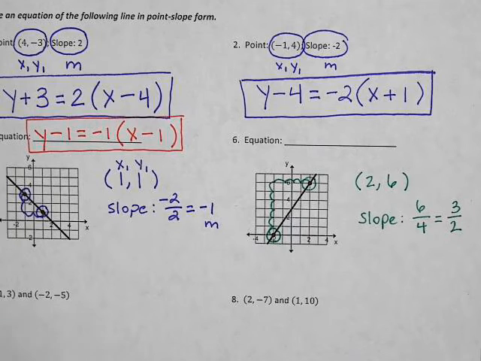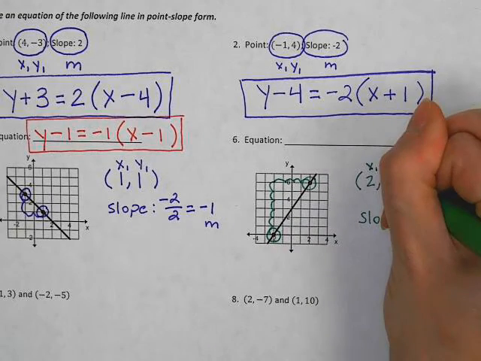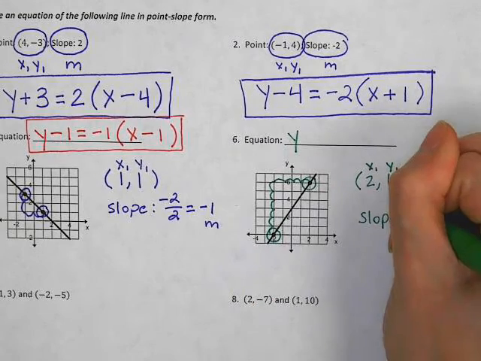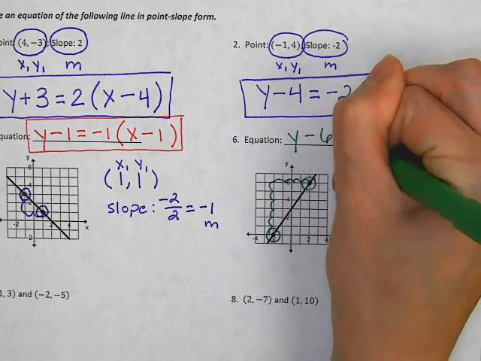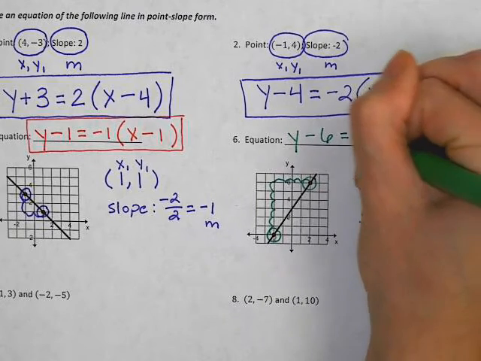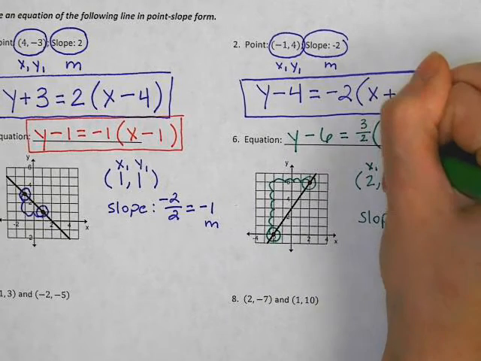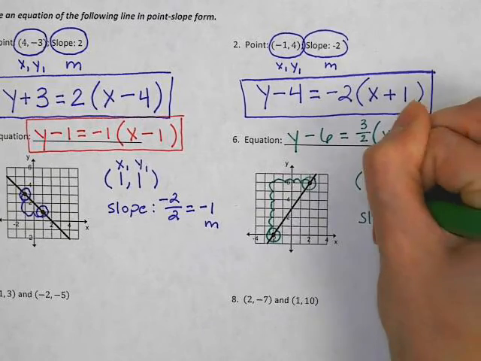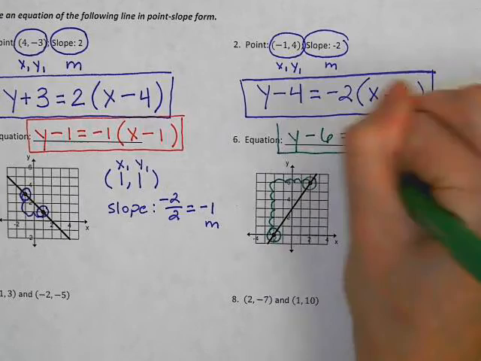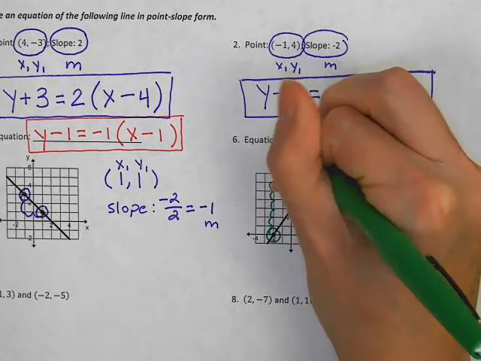All right, we have everything we need. We have the x1, y1, and we have the m. So we're going to plug it into our formula. So the formula is y minus y1, so y minus 6, equals m, which is 3/2, parentheses, x minus x1, which is 2. And again, you leave your answer like that. That is in point-slope form.